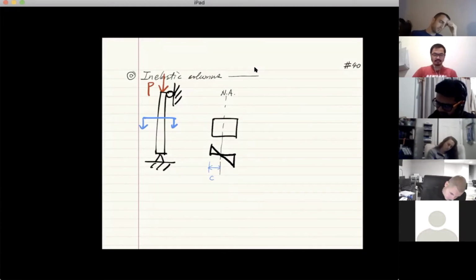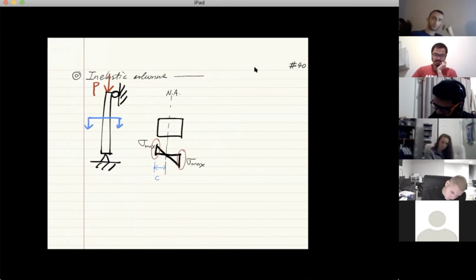Now, what do I mean by elastic column? That means the maximum stress, either it's compressive or tensile, doesn't matter. Either you take this value or you take this value. In any case, maximum stress should be less than yield stress. This is the condition we call elastic columns. So when this is true, we call this elastic column.